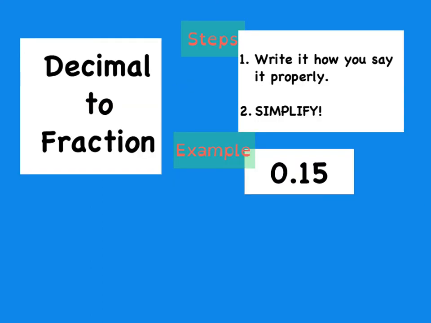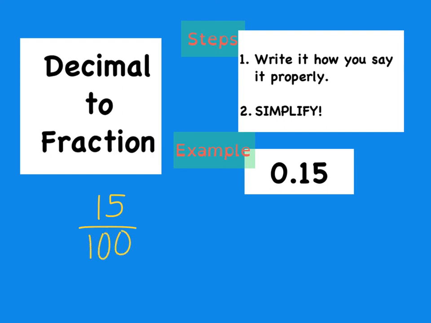Our last tab in the foldable is converting decimals to fractions. So step number 1, write how you would say it properly. Looking at our example, we have 0.15. We know that 0.15 is similar to saying 15 hundredths. So writing 15 hundredths as a fraction, 15 over 100.